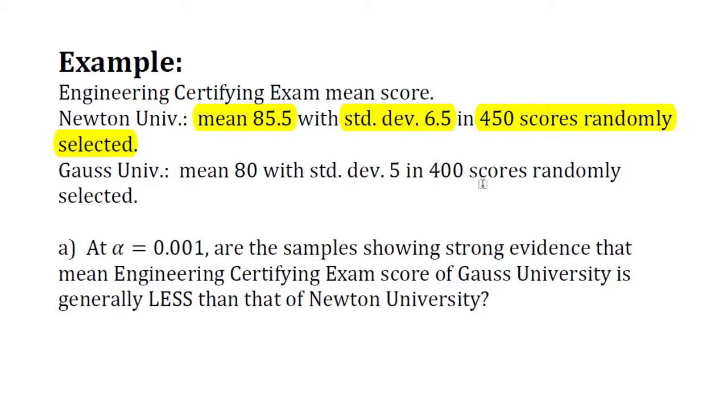That's the highlighted information. And then the same certifying exam, but now when we're looking at the Gauss University students, we've found the following sampling information. From Gauss University, we found a mean of 80 with standard deviation 5 in a sample of 400 scores that are randomly selected. And so in this example, as a continuation from our general lecture about comparing two population means, we can draw out some given information as follows.